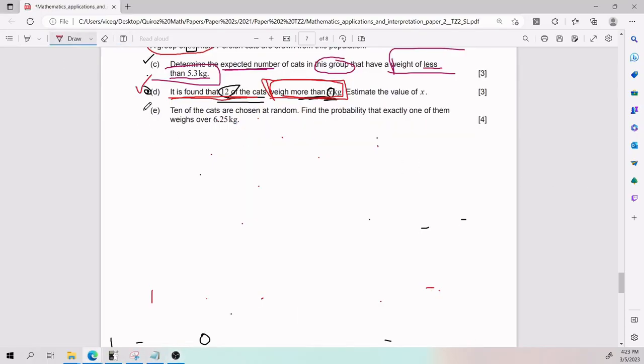All right, and now last but not least for part E, we have that 10 of the cats are chosen at random, and we need to find the probability that exactly one of them weighs over 6.25 kilograms. So here, we are choosing at random, and we're talking about a group of 10. I'm going to find the probability that exactly one of them fits a certain condition. Now, this is a different sort of distribution because we're trying to see if one of the cases fits a certain condition. Like that's the big hint, whether they fit a condition or not. We are now talking about a binomial distribution.